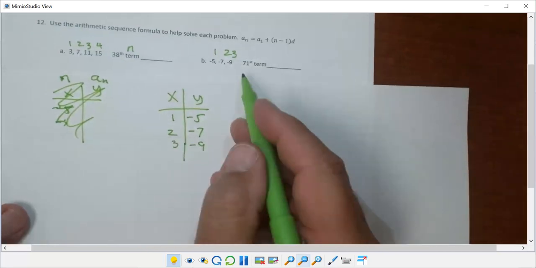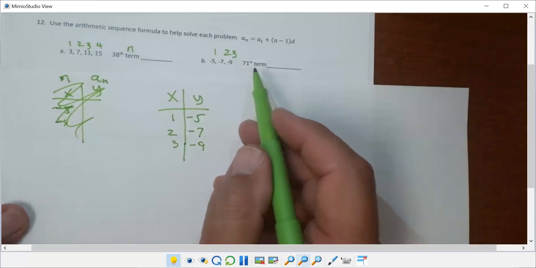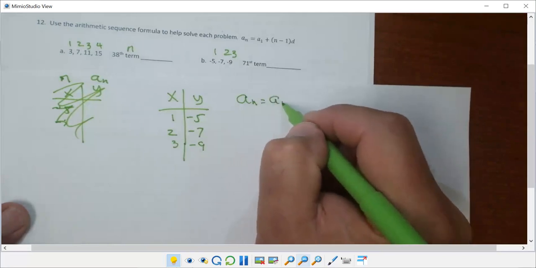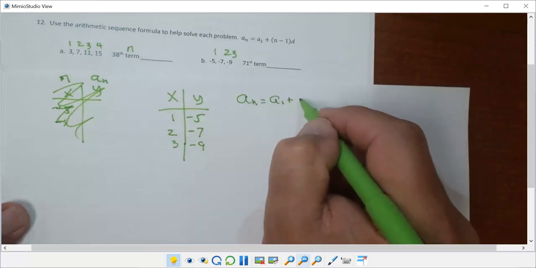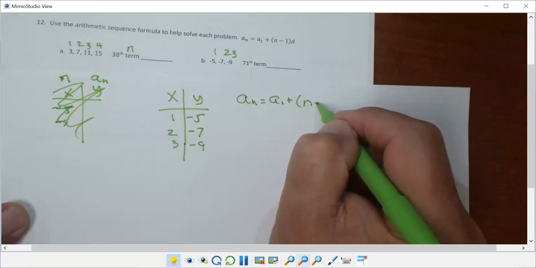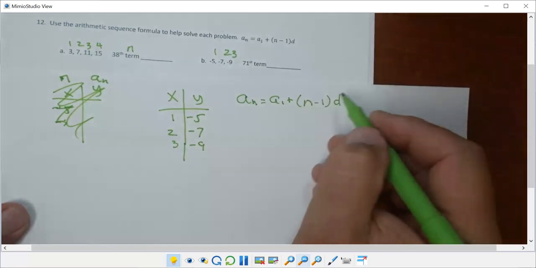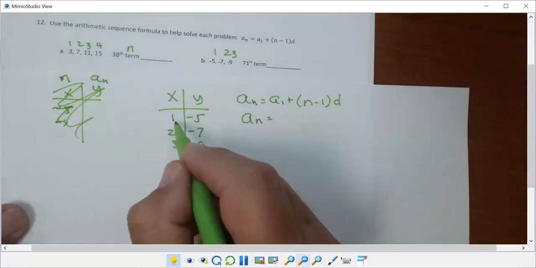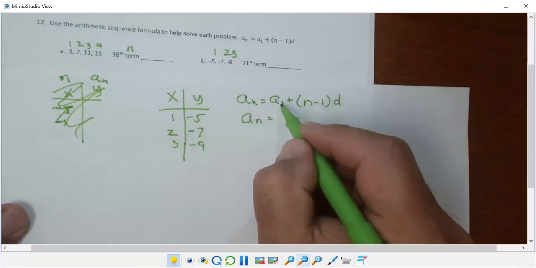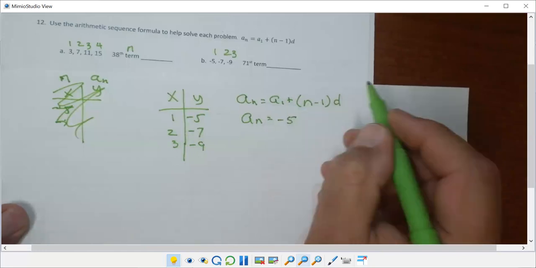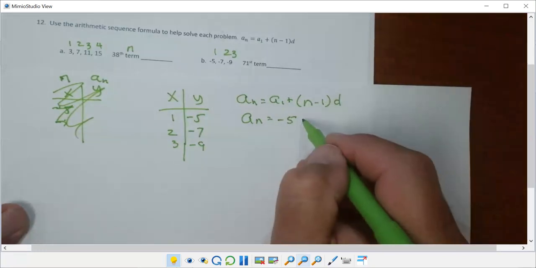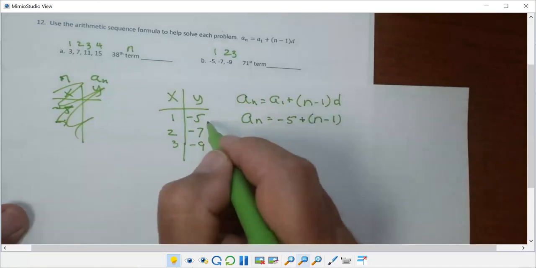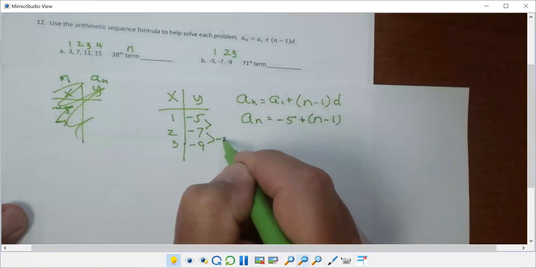All right, they want us to find the 71st number. So here we go. We're going to use the same equation that we've been using, and I'm going to write it just like they have it here. So a n, what's my first number? Well, my first number is a -5, so a 1 will be -5. Then we're going to put a plus here, and then n minus 1. And my common difference here, if I look at it, is going to be a -2.